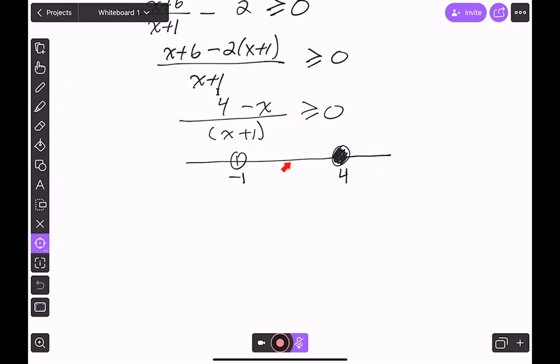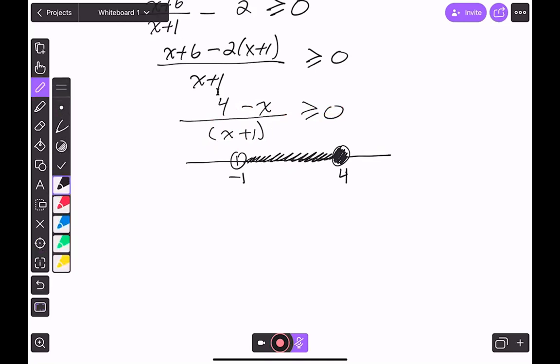Let's go between minus 1 and 4. What's a good number? 0. Plug it in. Positive on top, positive on bottom. A positive divided by a positive is a positive, and positive numbers are certainly greater than 0. So I'm going to shade that in now. Okay, let's go below minus 1, minus 2. Positive on top, negative on bottom. Positive divided by negative is a negative, and negative numbers are not greater than 0.